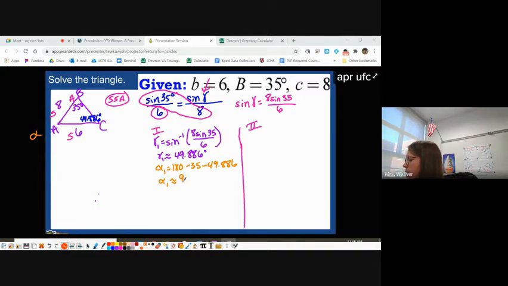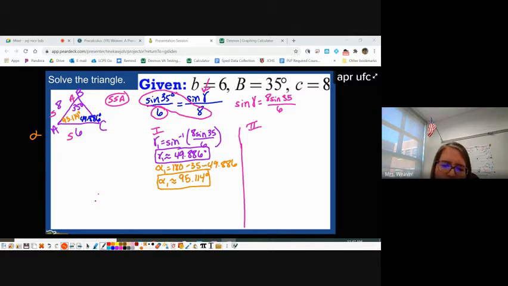I get 95.114 degrees, okay? And if I'm boxing as I go, we just found that angle, and then we just found this angle. So that's 95.114. Remember, this picture we drew was not an accurate picture. It was just a placeholder picture, okay?